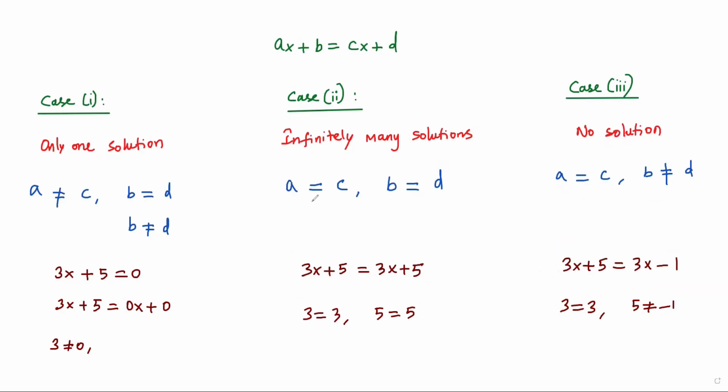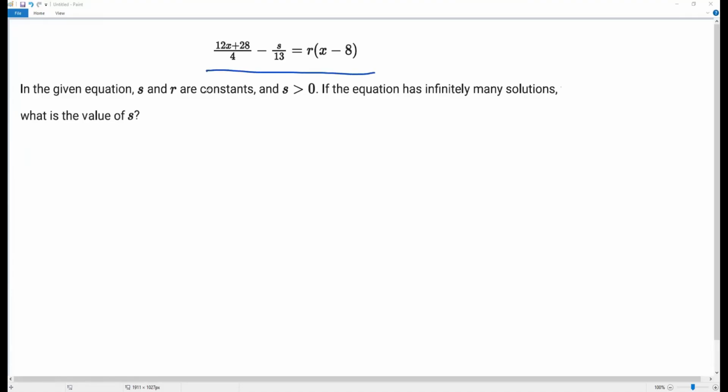Okay, now we can look at an example which is a little more complicated and will have that kind of questions in SAT. Okay, let's go to that example. Here we have an equation. In the given equation, s and r are constants and s is greater than 0. If the equation has infinitely many solutions, what is the value of s?